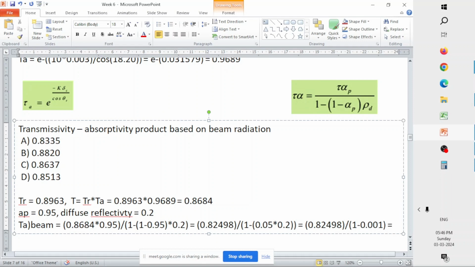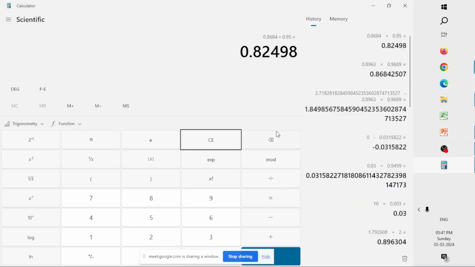This value will be 0.8333, which will be approximately 0.8335. So this is your answer. If you want, I can show here also.